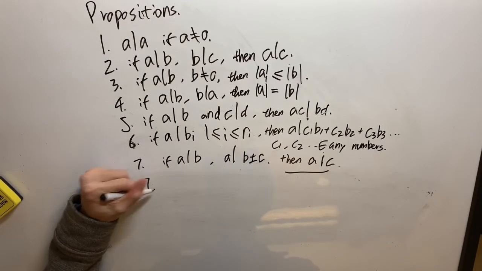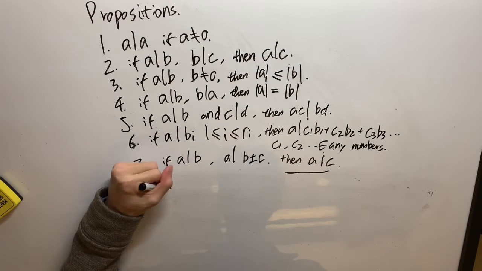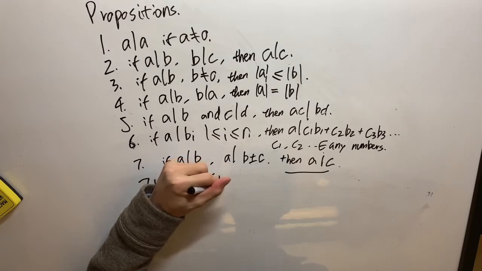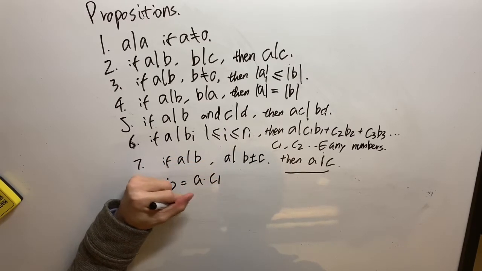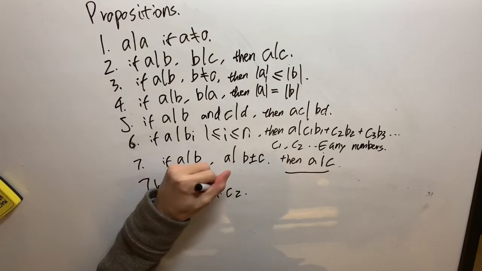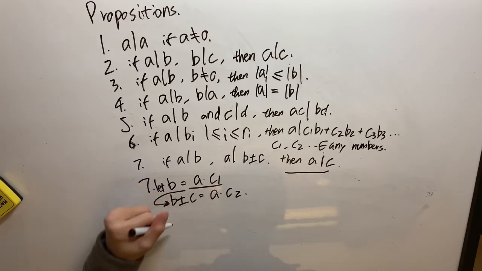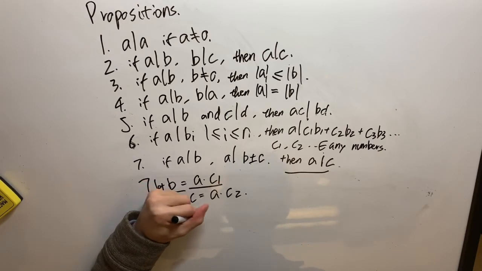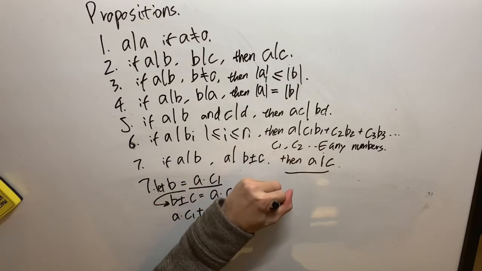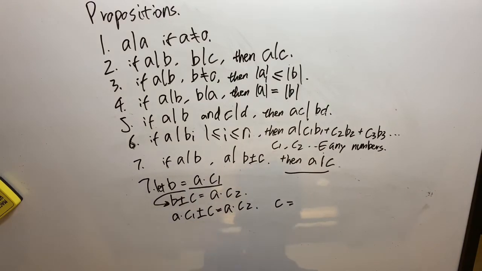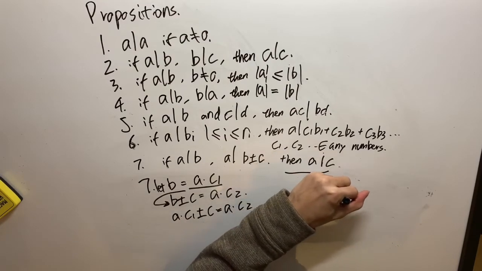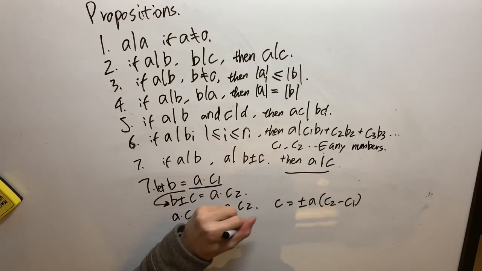For number 7, we use the same method: b equals a times c1 and b plus or minus c equals a times c2. So we can substitute this for b. So a times c1 plus or minus c equals a times c2, and c thus equals plus or minus a times (c2 minus c1). Therefore, a divides c.